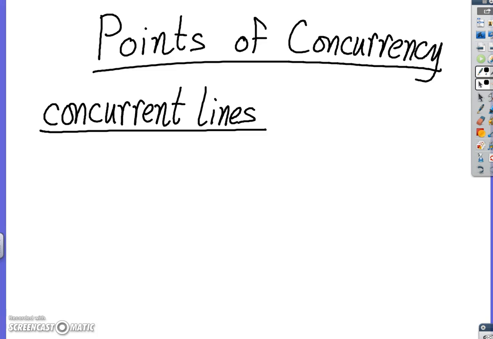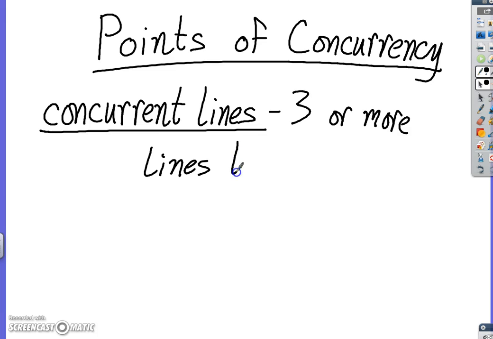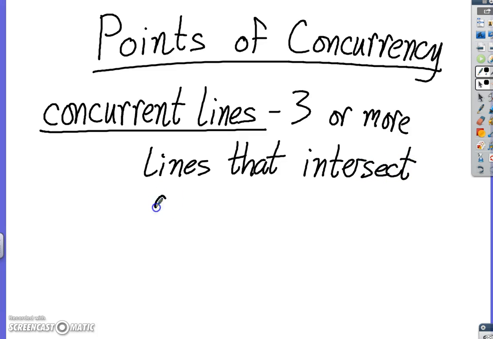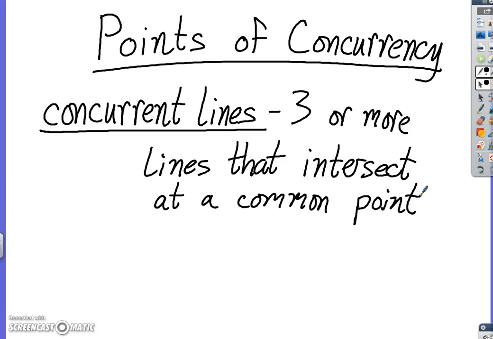Since we're going to talk about points of concurrency, let's define a concurrent line. Well, concurrent lines are simply three or more lines that intersect at a common point. When we have a line that intersects two or more other lines, we call it a transversal.